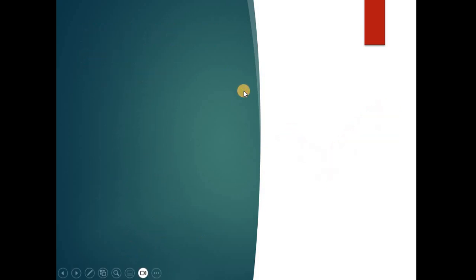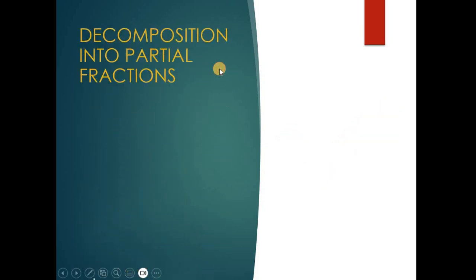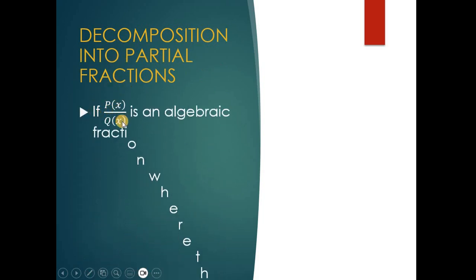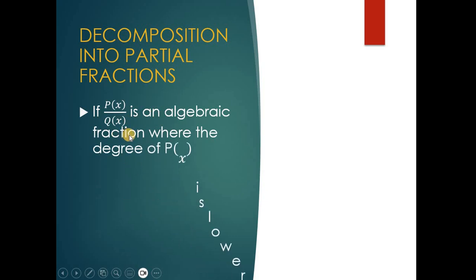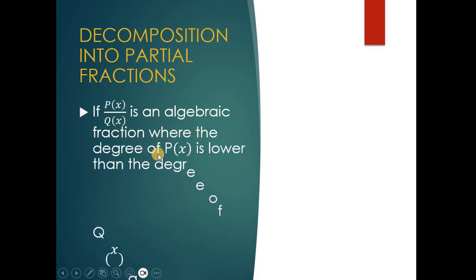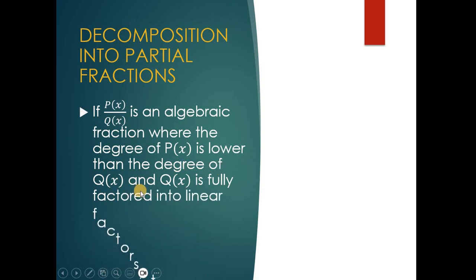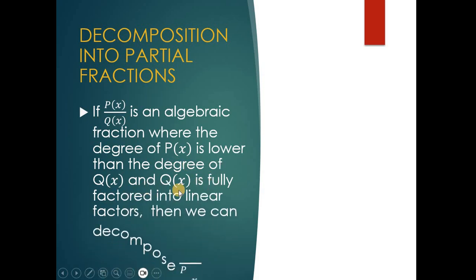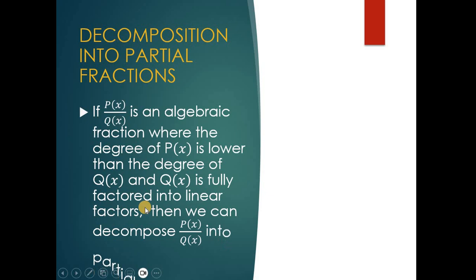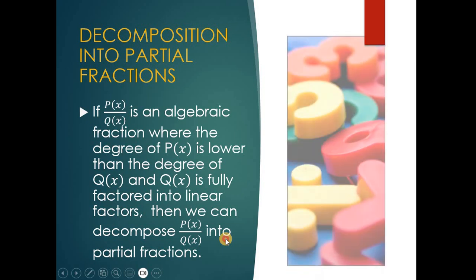So we are going to start with decomposition into partial fractions. If P of x over Q of x is an algebraic fraction where the degree of P of x is lower than the degree of Q of x and Q of x is fully factored into linear factors, then we can decompose P of x over Q of x into partial fractions.